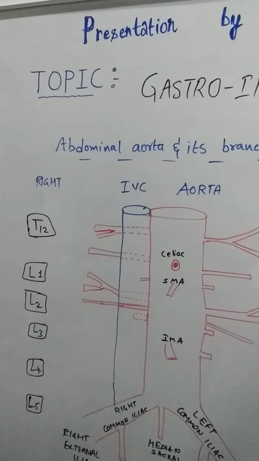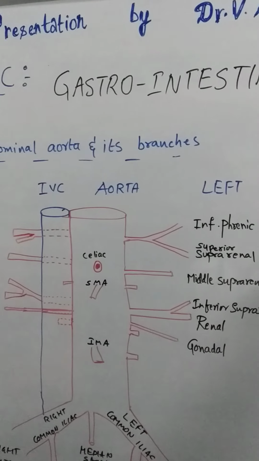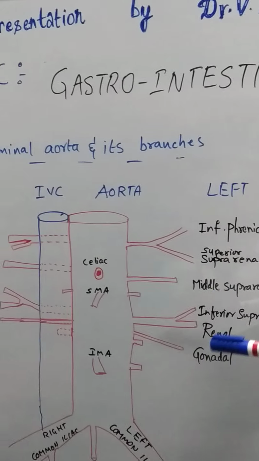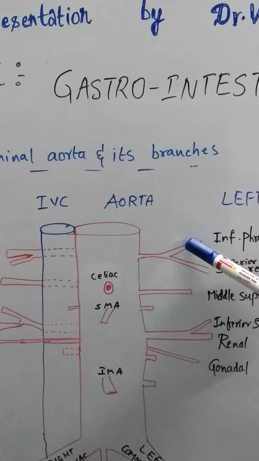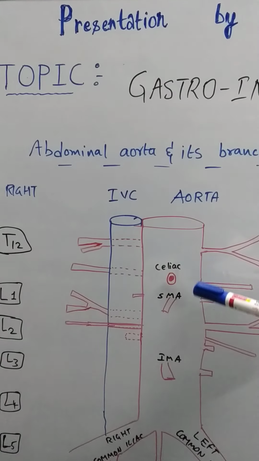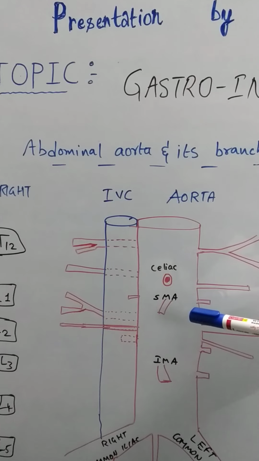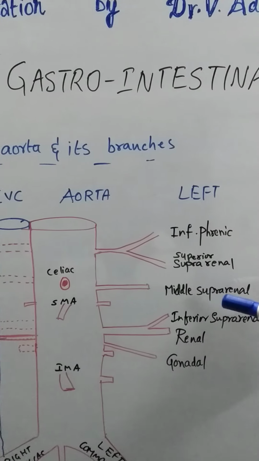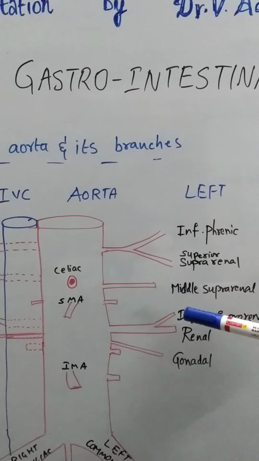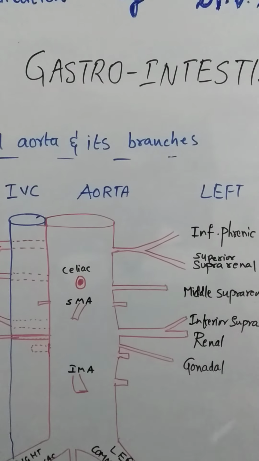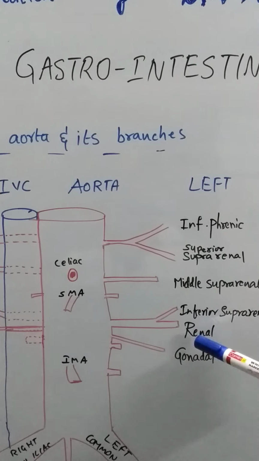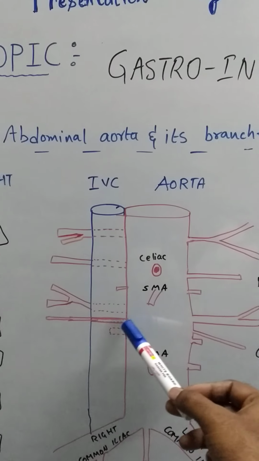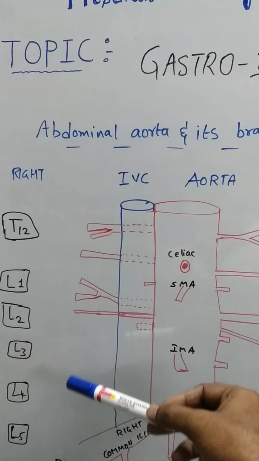At the level of T12, the inferior phrenic and superior suprarenal arteries branch off, and between T12 and L1, the celiac and SMA are present. Above the superior mesenteric artery, the middle suprarenal artery is given off. Beneath the middle suprarenal, the inferior suprarenal and renal arteries are present, at the level between L1 and L2.